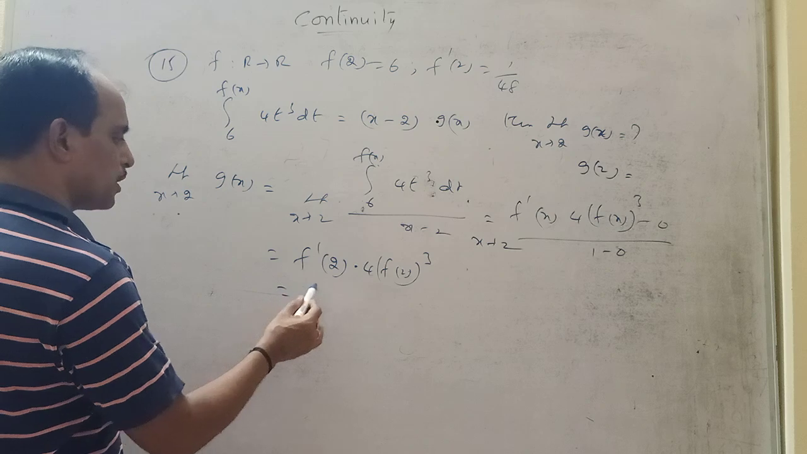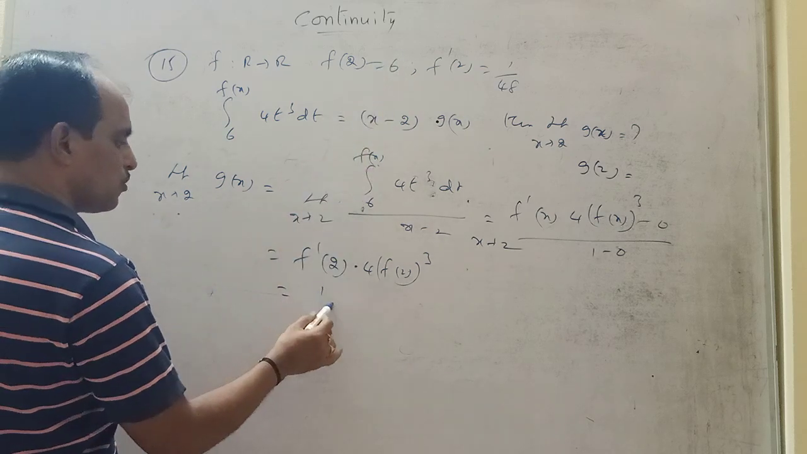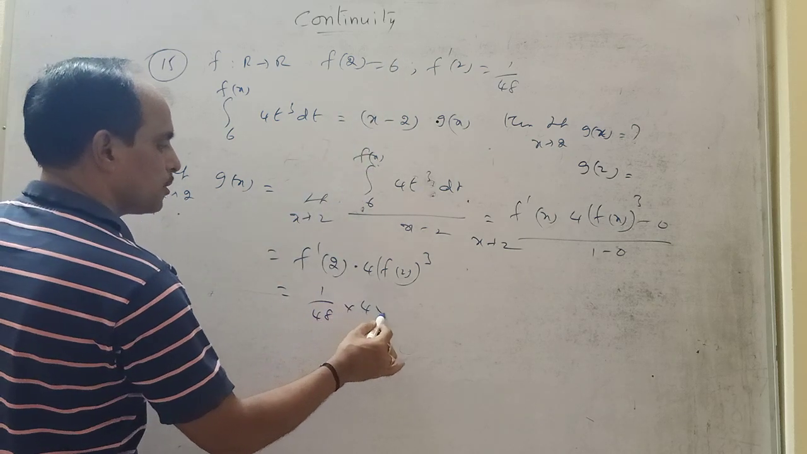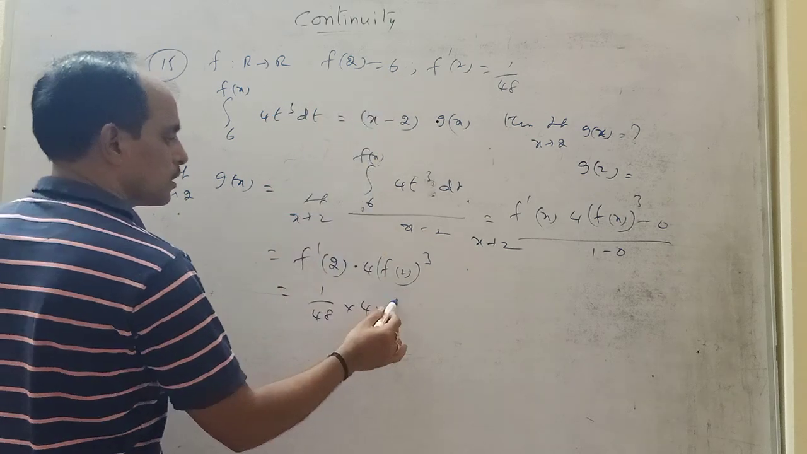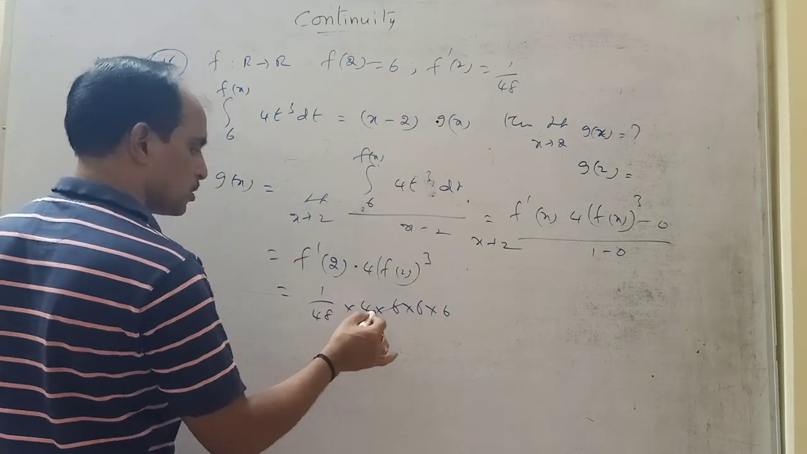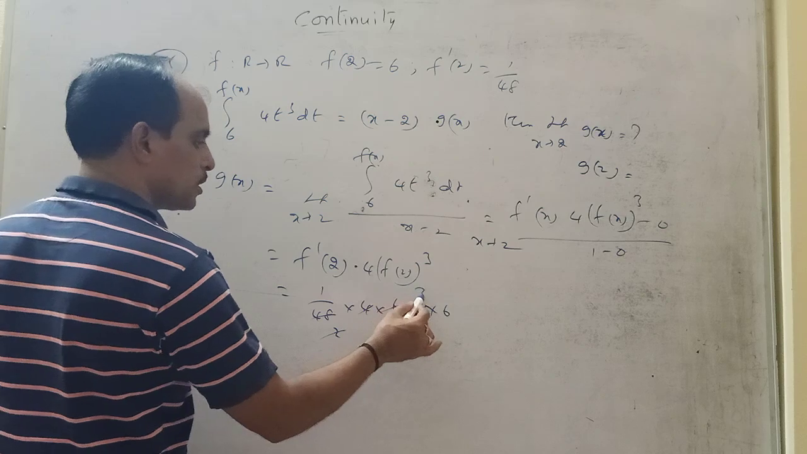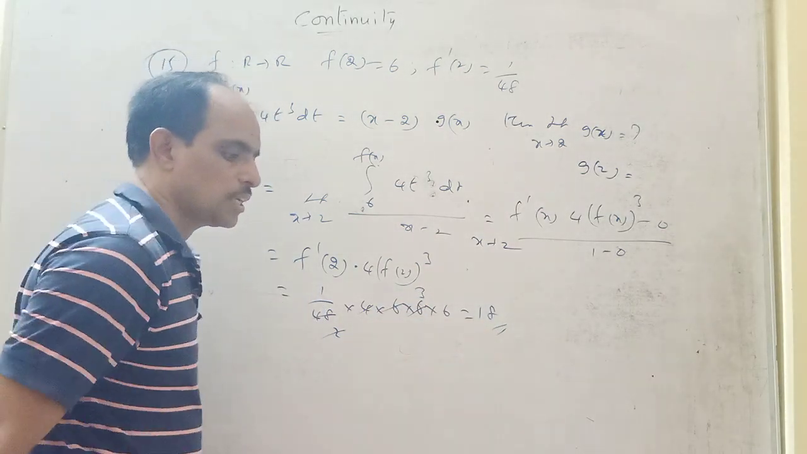Okay. So what about f dash 2? That is 1 by 48. 4 into f of 2 cube, f of 2 means 6. 6 cube, 6 into 6, 6 into 4, 24, 2 times, it is 3 times. Now the answer is 18.